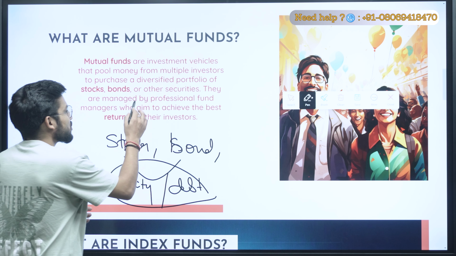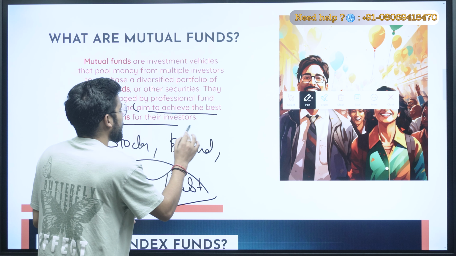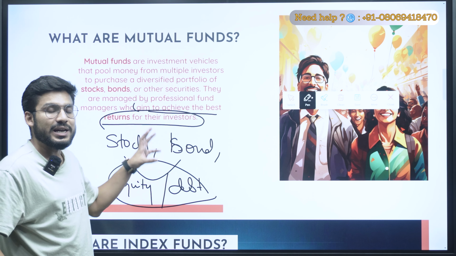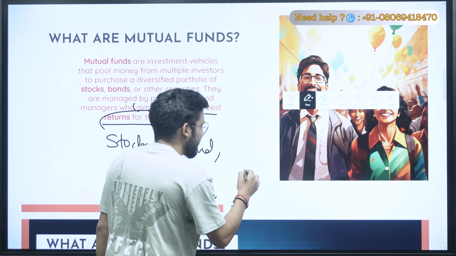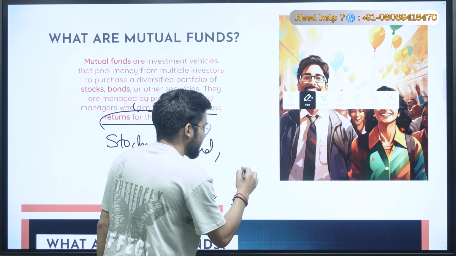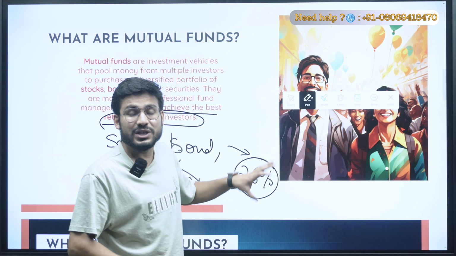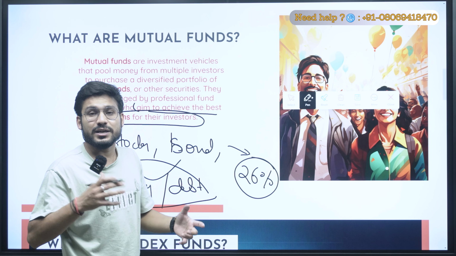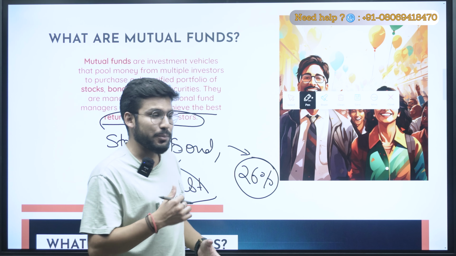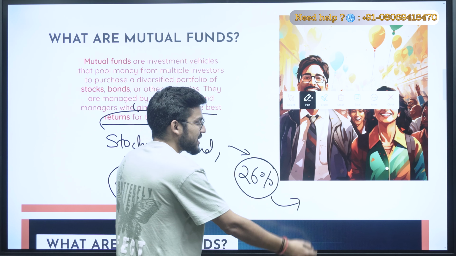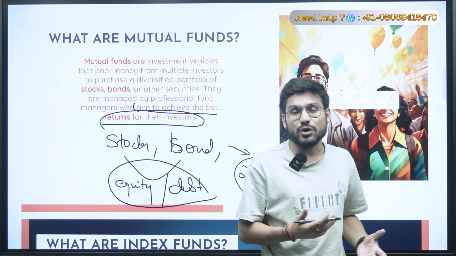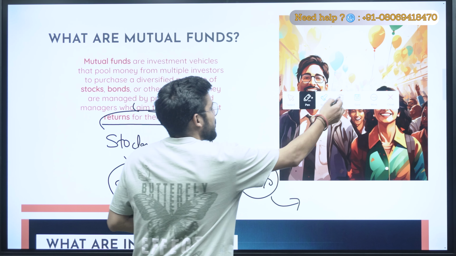Now, what was the aim? The aim is to achieve the best returns for the investors. They are aiming for good returns. For example, if Nifty is providing annual returns of 26%, their aim is to do better than the Nifty index. So they keep continuously researching the market, buying low and selling high. Their aim is to get more returns in comparison to any index or the overall market, right? So this is what mutual funds are.